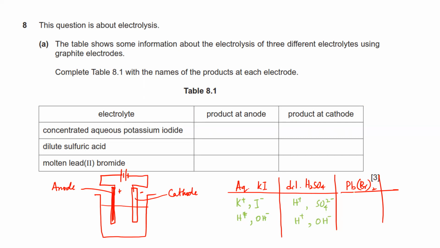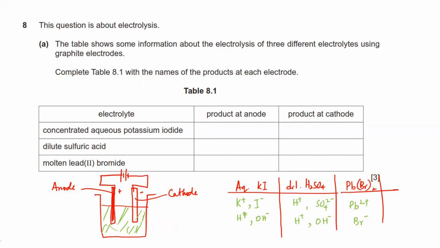Then I have molten, so that means there is no aqueous or water-related ion, so I have only Pb2 positive and Br negative ions. So now all these solutions are here. This contains this, and in one case, this also contains this.